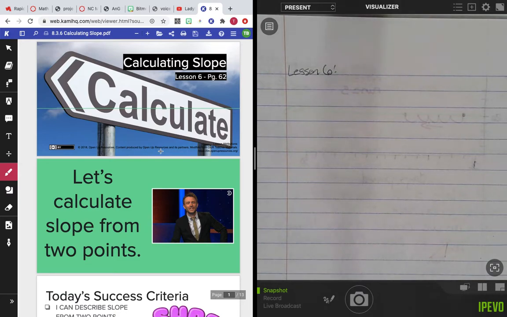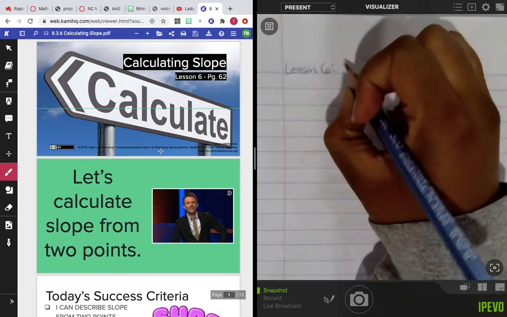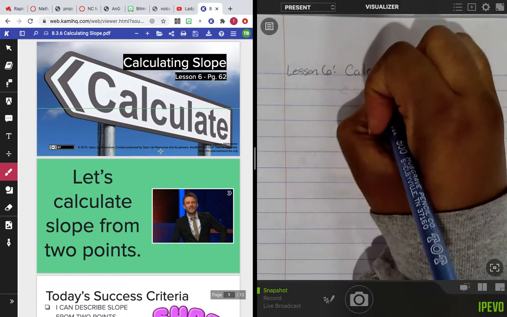Hello, everybody, and today we are going to do lesson 6 of Unit 3, which is calculating slope.